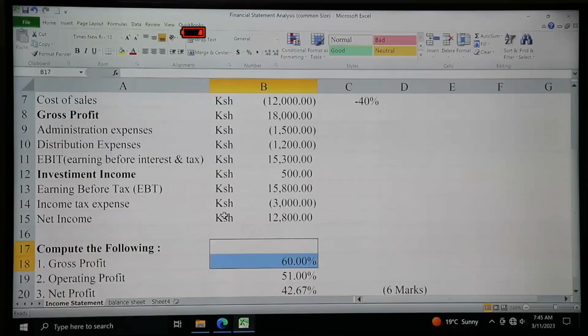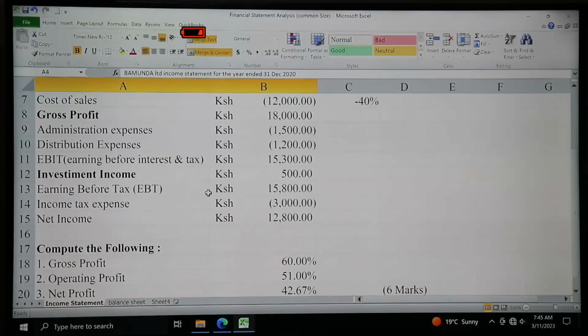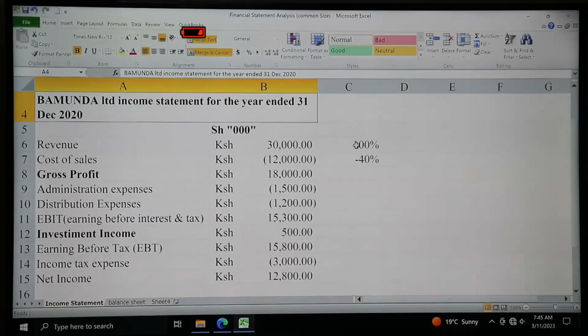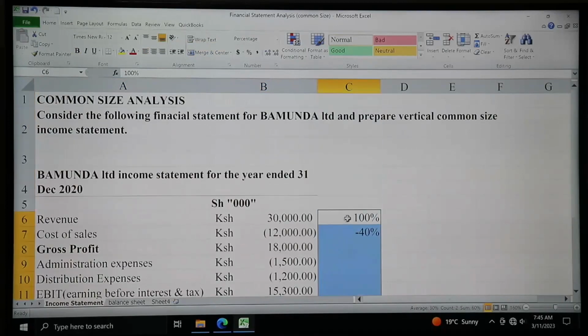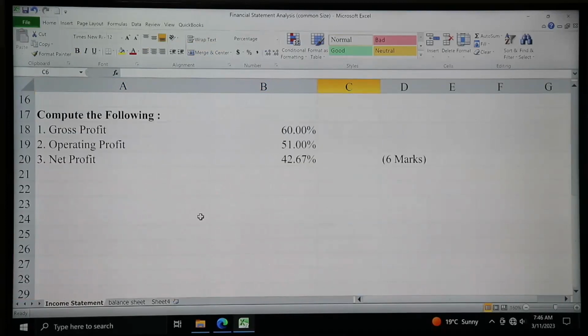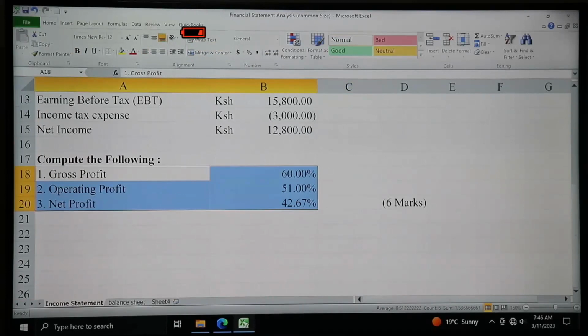statements. So I hope this is something that you did previously, the vertical common-size analysis. So you can compute all of them here, and then you pick the most required field, or you can actually do it down here from whatever you have been asked to compute. So when you're writing this in an examination, then you're supposed to be structured.